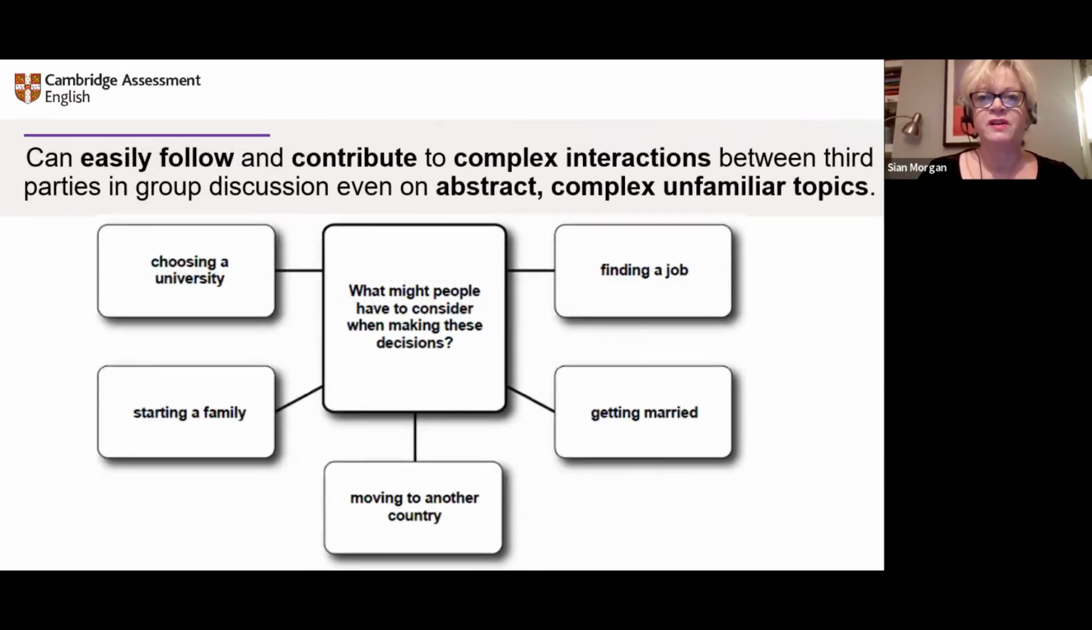So there you have the CEFR descriptor and the task. And again, think about what aspects of the task, the prompt and what they have to do, create the difficulty of the task.